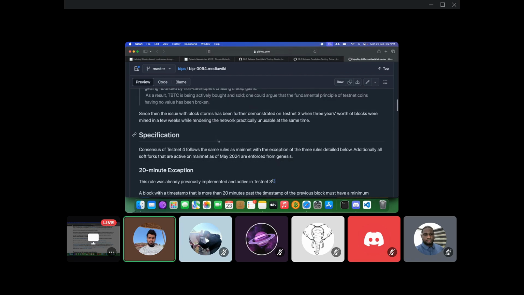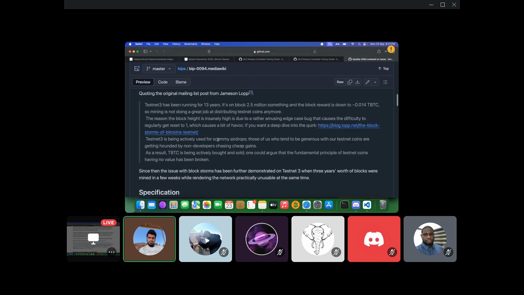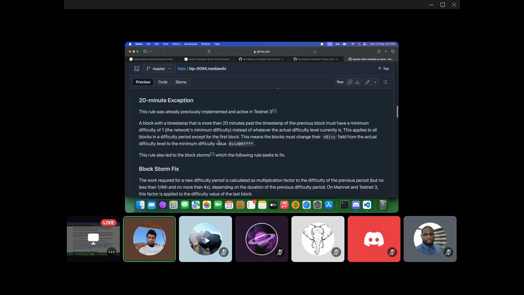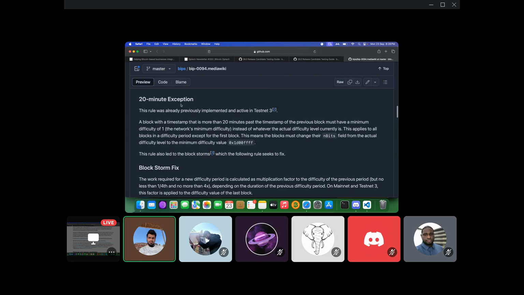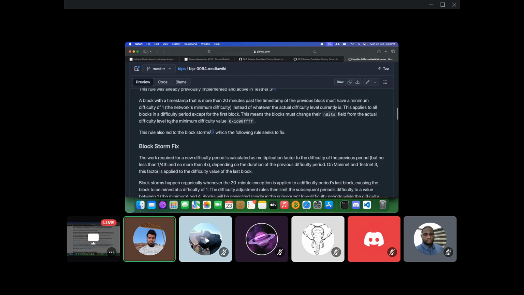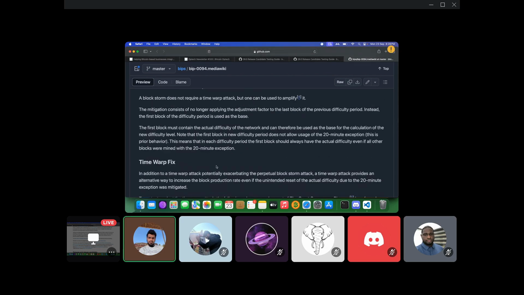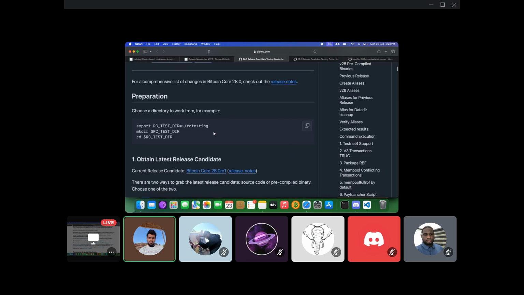So we discussed what a testnet is. We discussed what testnet 4 is, and we touched upon three main features or talking points of testnet 4. The first being 20-minute exception, the second being block storm fix, and the third being time warp fix. Now let's just briefly go through how we can test testnet 4.